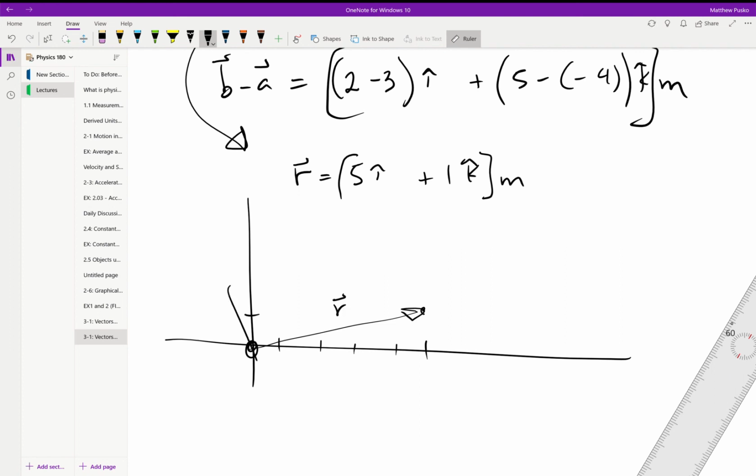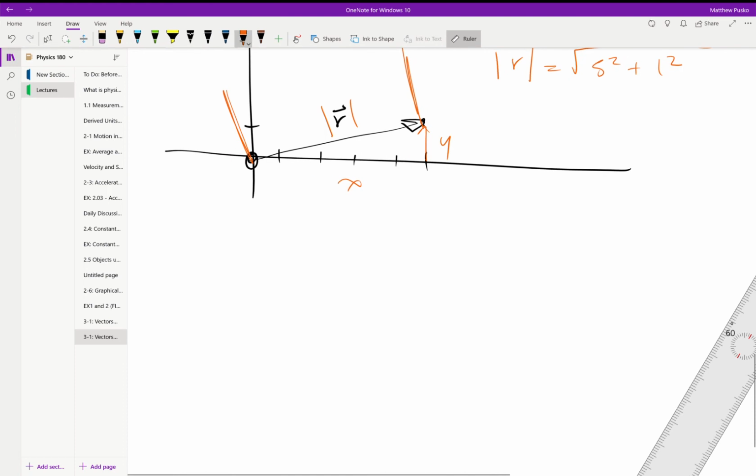And what if I wanted to know how long this was? If I wanted to figure out this length, or the magnitude of r, well, we know the y component and we know the x component. So let's just use the Pythagorean theorem: 5 squared plus 1 squared. If you ever need to know the magnitude, it will be the square root of the x component squared plus the y component squared.